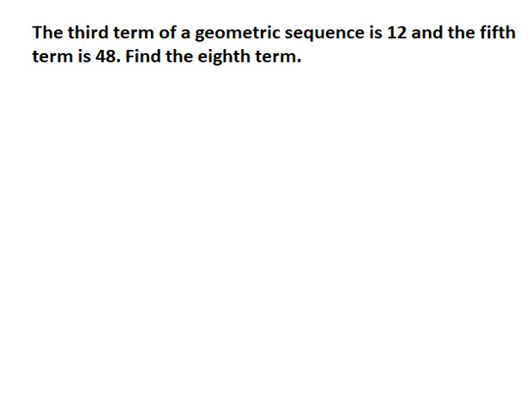So today I will show you how to find the eighth term of a geometric sequence. The first one, we know that the third term is 12. So we need to write the third term here. That is a_1 multiplied by r to the power of 3 minus 1, because we have the formula here.